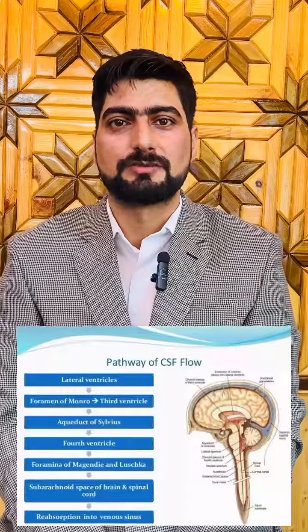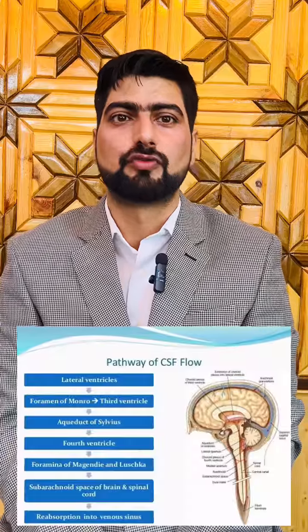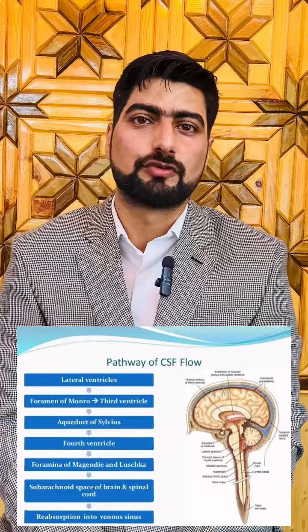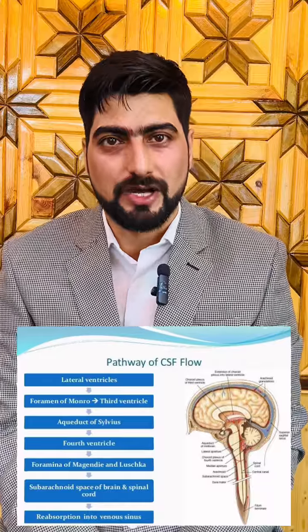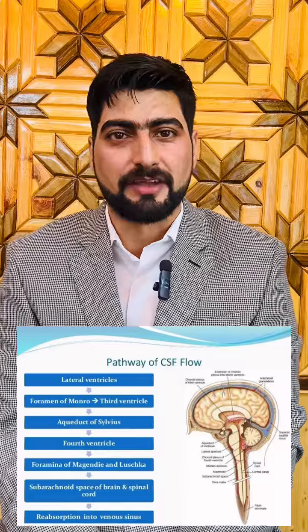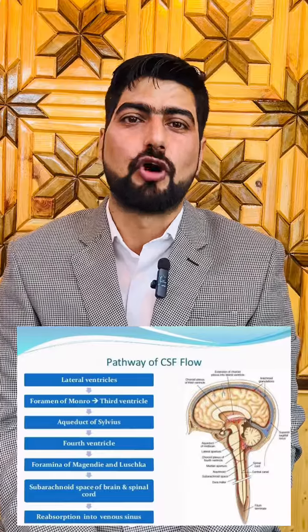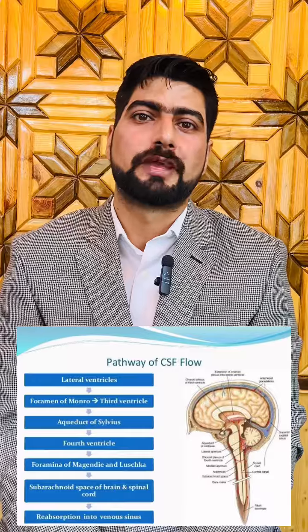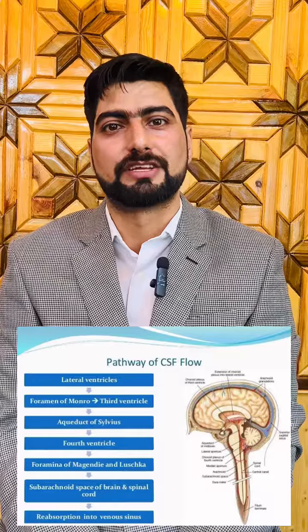The circulation of CSF starts from the lateral ventricle. It goes from the lateral ventricle to the third ventricle through the foramen of Monro, then from the third ventricle to the fourth ventricle through the cerebral aqueduct, and then from the fourth ventricle to the subarachnoid space through the foramen of Magendie, and then from the subarachnoid space to the arachnoid villi, and then it is absorbed in the superior sagittal sinus into our venous system.